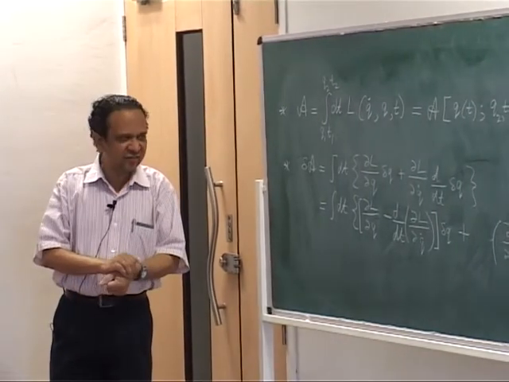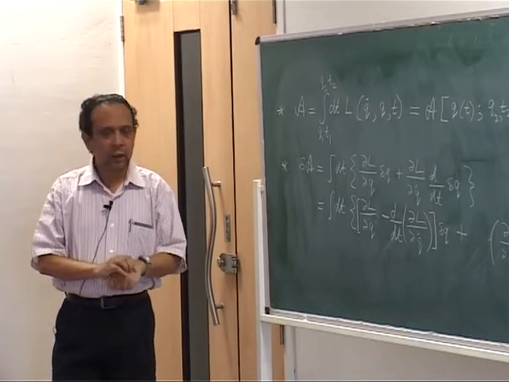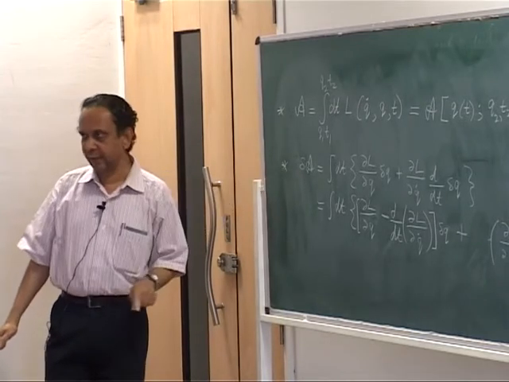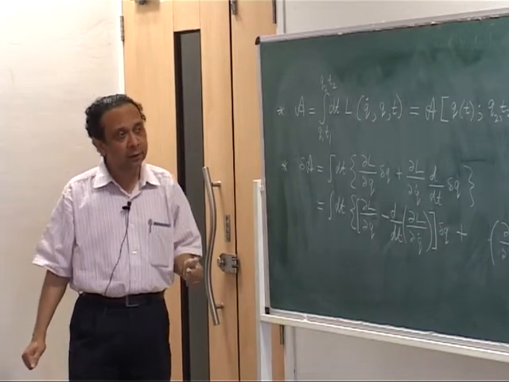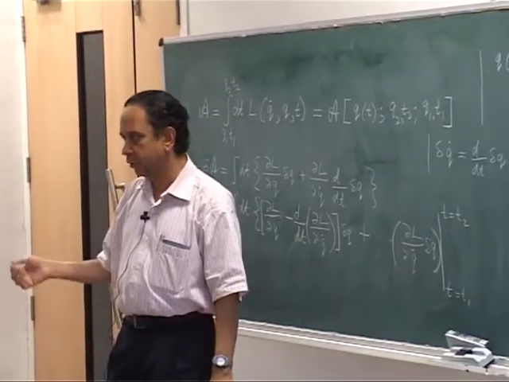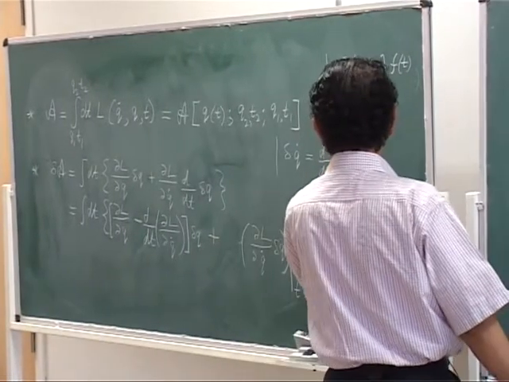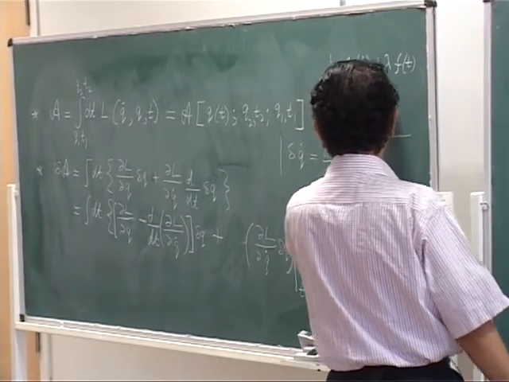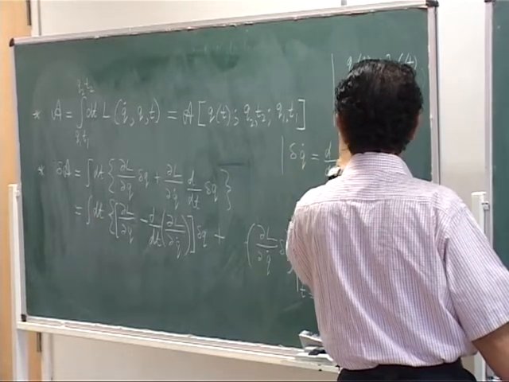Now, you can do all kinds of things with it. The usual thing which is done is that you will consider the variation of the action for those variations where delta q vanishes at the endpoints. So, what you are doing here is that you are thinking of a space where you have these two endpoints fixed and you are thinking of all kinds of paths.